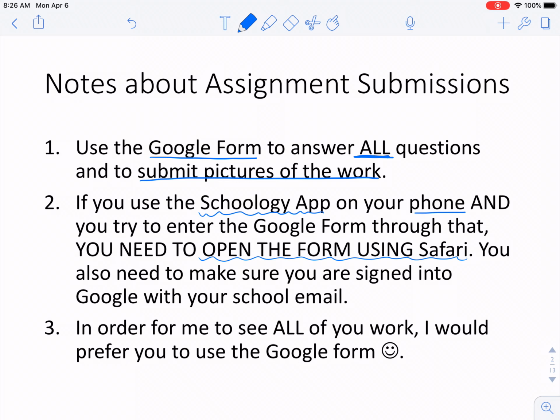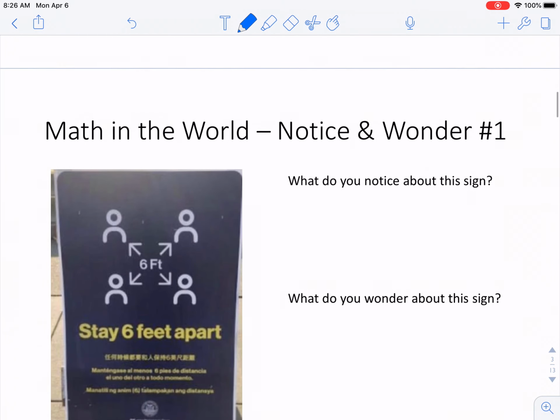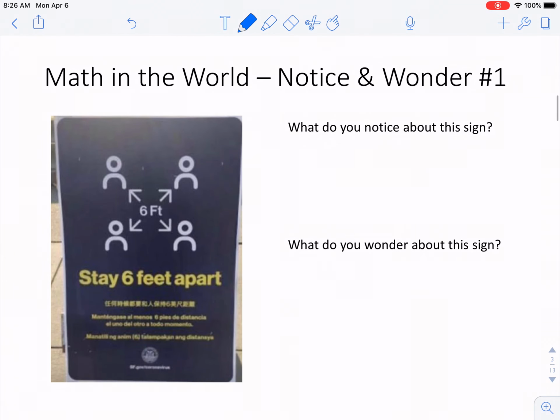So in the Google form, you're going to be asked to identify 2 things for each of the following questions with regards to this picture. So this is the picture that I saw. And of course, I follow math teachers on Twitter because I'm a math nerd, but I thought this was interesting. I believe this is a sign from somewhere in Asia, just based on the language that I can see. But what do you notice about this sign? And what do you wonder about this sign?